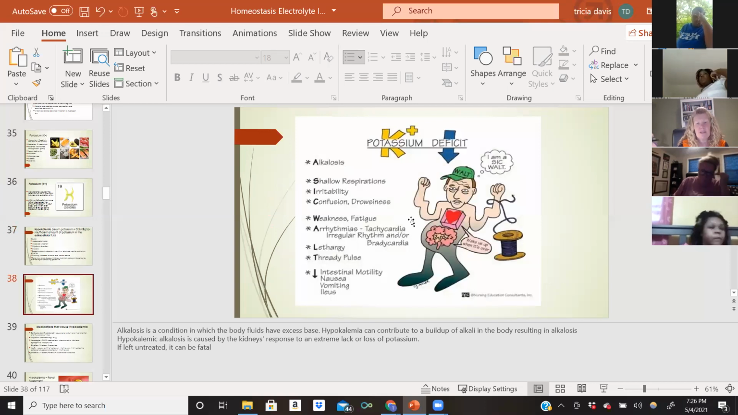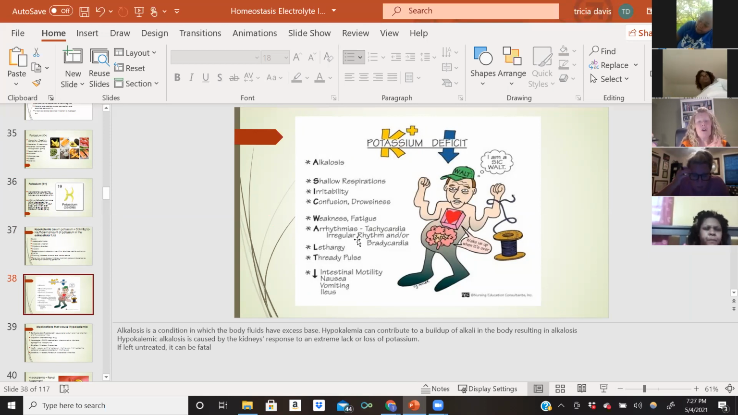This is just a cute little picture that I found, which shows you a little mnemonic to help remember potassium deficits. It says, I am a sick Walt. So if you have hypokalemia, you can develop alkalosis. Alkalosis is a condition in which all of our body fluids have an excess base. After we have our lecture next week, that will make more sense to you. Hypokalemia contributes to a buildup of alkali in the body that results in alkalosis.